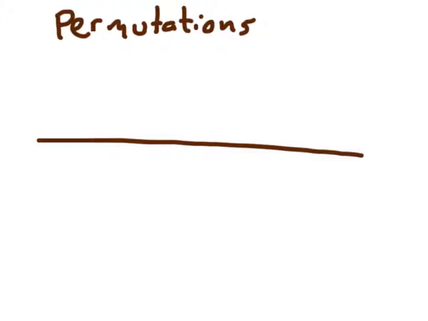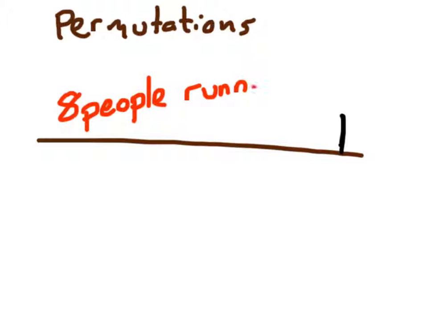And here is the finish line. It's right here. Finish line. Okay? And we have 8 people running. 8 people running. And the question is, how many different ways could people place in this event?